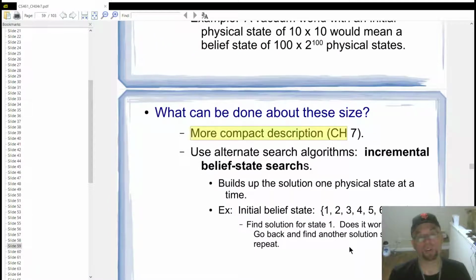A better description, and that's going to go towards knowledge representation, which we're going to talk about in chapter 7. So what you can do to make it a little bit more efficient is you don't have to search through every single possible physical state. What do we mean by that?